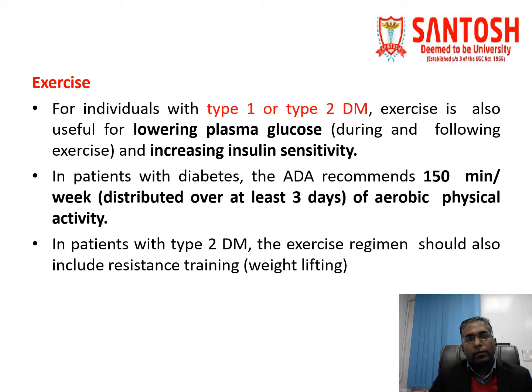Exercise, apart from the diet, is also a cornerstone in the management of diabetes. For individuals with type 1 and type 2 diabetes mellitus, exercise is useful for lowering plasma glucose during and following exercise and increasing insulin sensitivity. In a patient with diabetes mellitus, ADA recommends 150 minutes per week distributed over a period of 3 to 5 days of aerobic physical activity. In patients with type 2 diabetes mellitus, the exercise regime should also include resistance training, that is weightlifting.